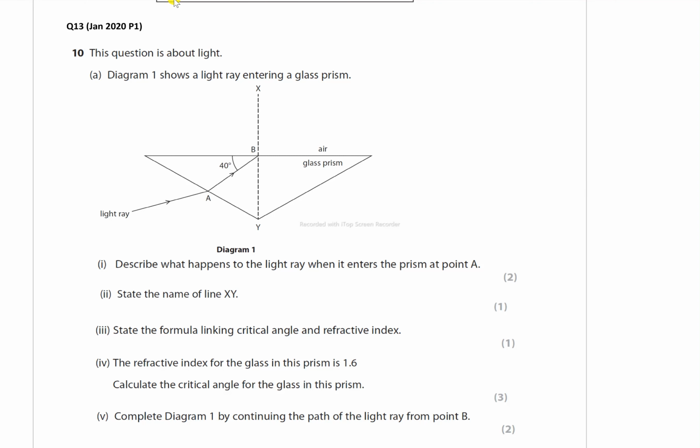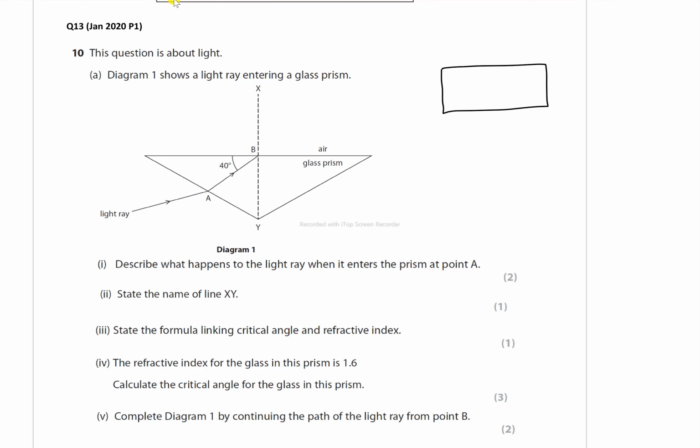Right, let's crack on with this light worksheet. Heavy on the brain, light on paper. Right, let me just quickly go over this.